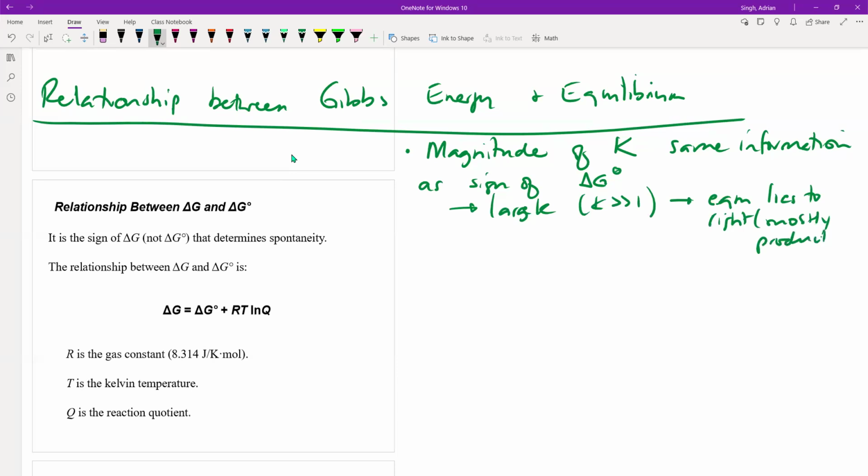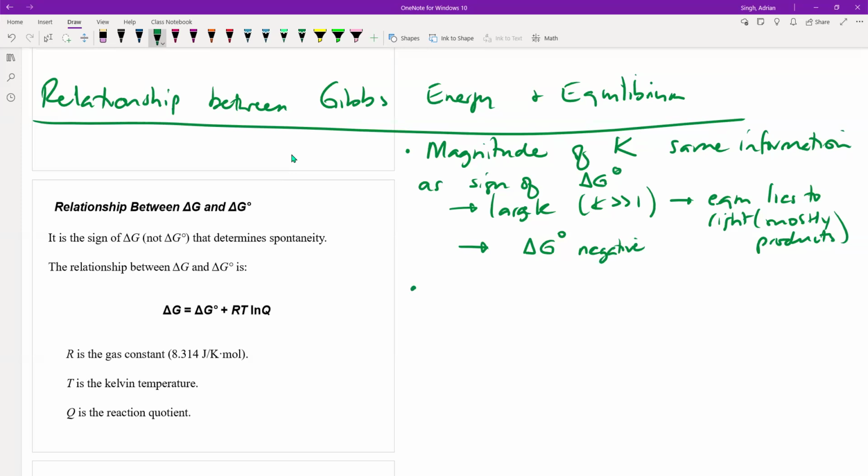And this is the same as if we calculate delta G and we find that delta G under standard conditions is a negative value. Okay, so we're making some comparisons between the standard Gibbs free energy and the magnitude of K, the equilibrium constant. So large K, we know, tells us that the equilibrium lies to the right. At equilibrium, we have mostly products, which is why that K value is large, and that corresponds to a negative delta G under standard conditions.